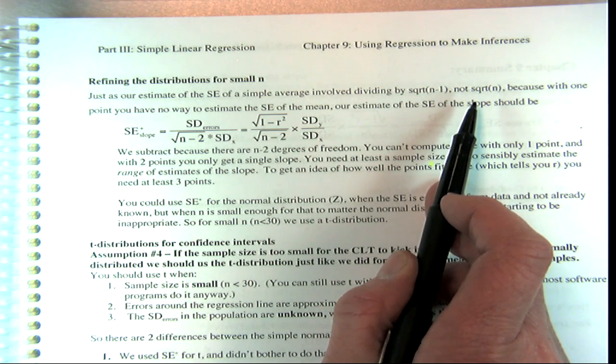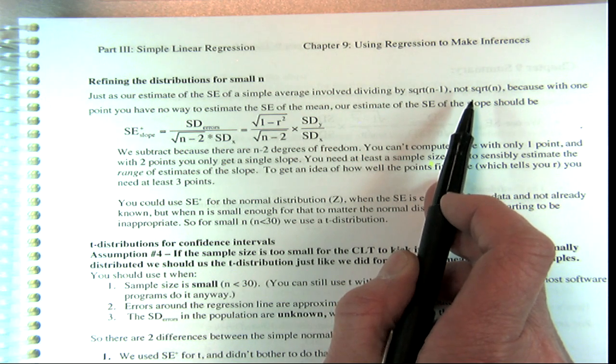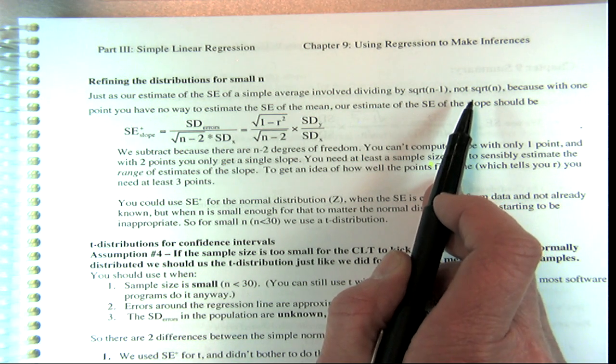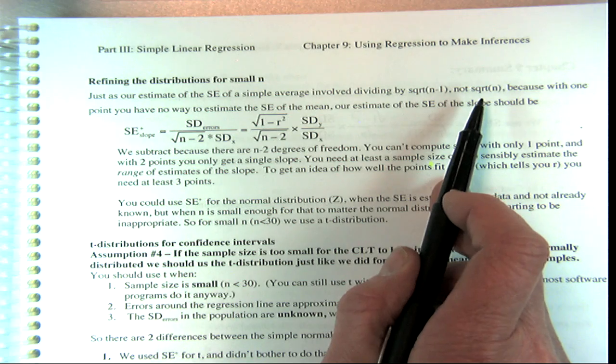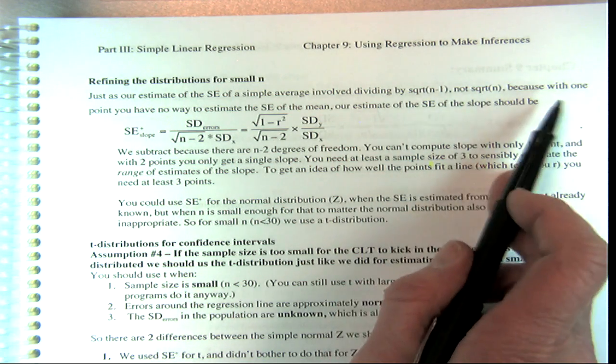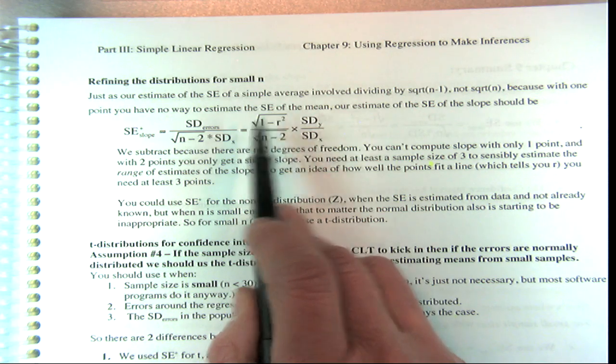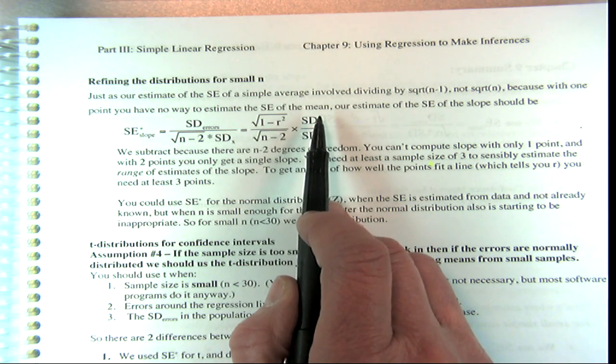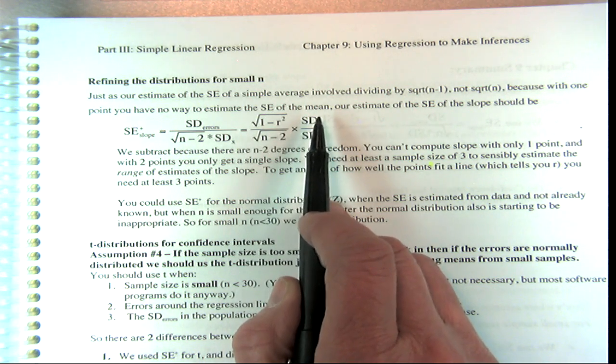Remember when we did this back in Stat 100, when we had a small sample from an unknown population where we don't know the standard deviation. We used n minus 1 in our denominator in computing the standard error. Because with 1 point, you have no way to estimate the standard error of the mean, right? You need at least 2 points to do that.